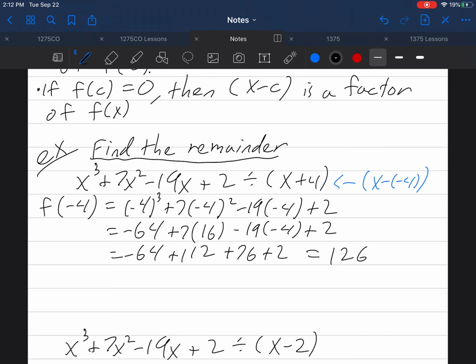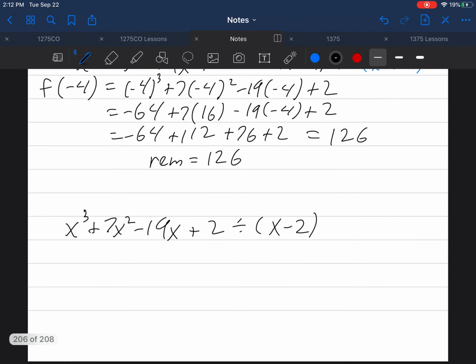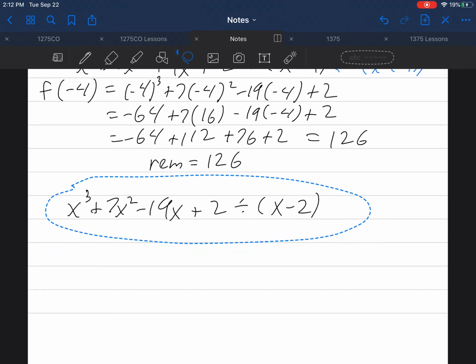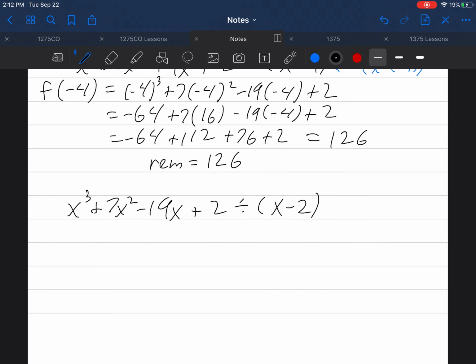So that means if we were to actually do this division, this remainder theorem does not tell us what the quotient is going to be, but it does tell us that the remainder is equal to 126. That's all the remainder theorem tells us. Now let's do another one before we jump into why this remainder theorem is a nice thing.